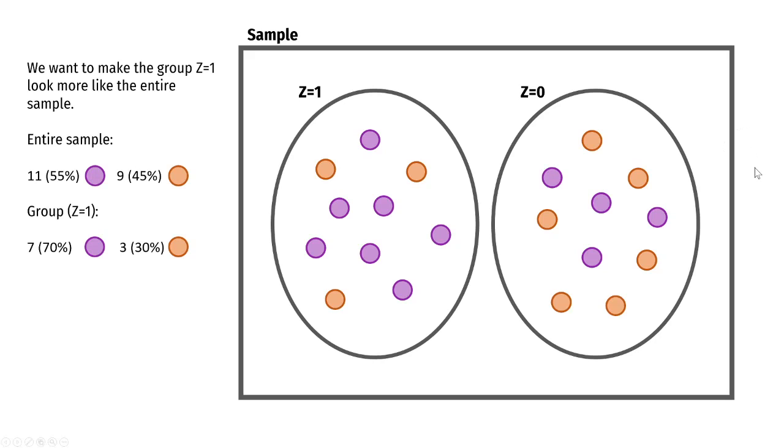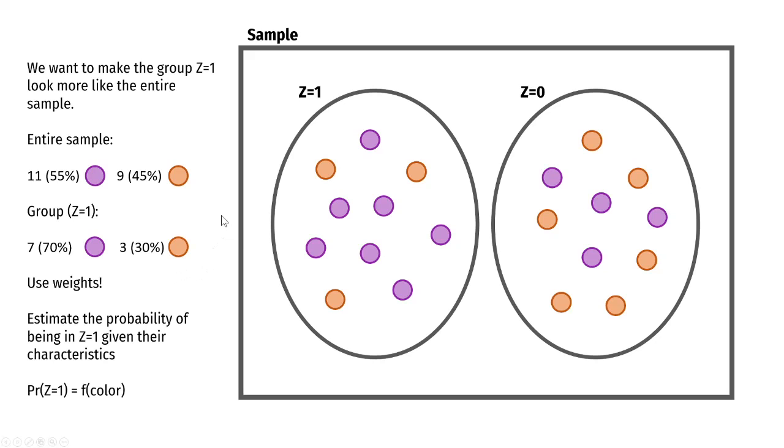So let's look at this in numbers. This is very easy to do, you just have to count in this case. So we have a sample of 20 units, right? And 11 of them, meaning 55% in the entire sample, are purple, and only 9 or 45% are orange. If we just look at the group z equals 1, we can see that 7 of them, meaning 70%, are purple, while only 3 or 30% are orange, okay? So clearly this means that there's an imbalance between my entire sample and my group z equals 1, or my respondents.